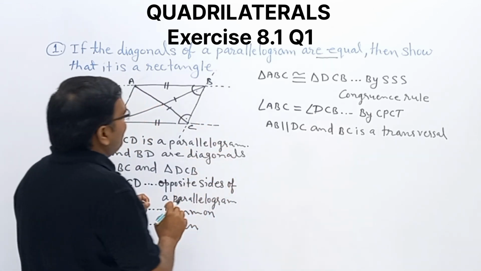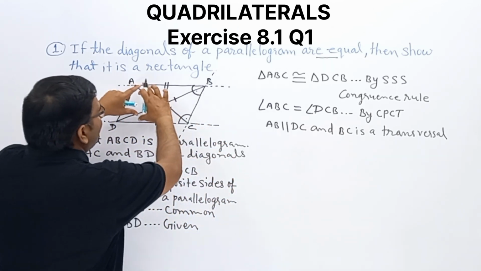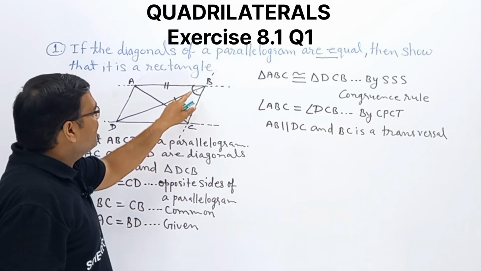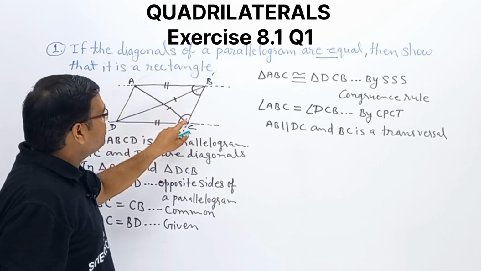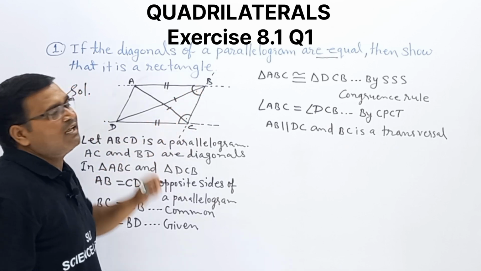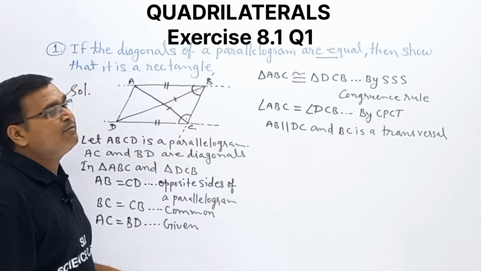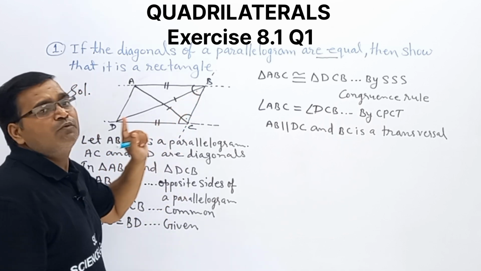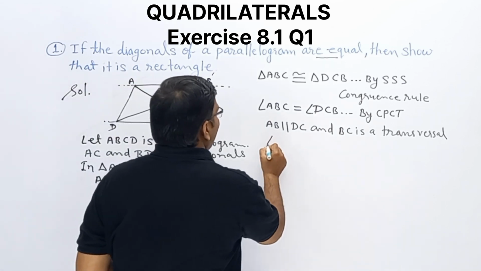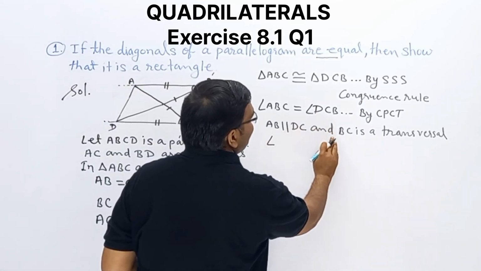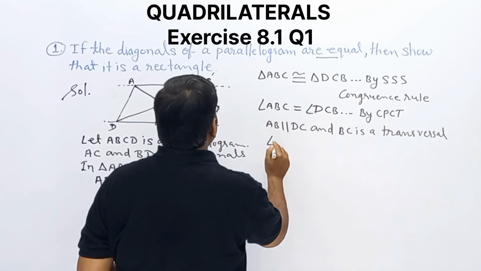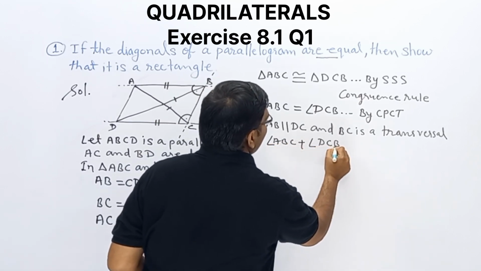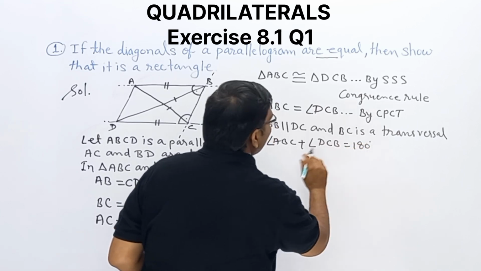So I hope you are understanding this thing. Two parallel lines are there, one transversal is intersecting these parallel lines, then we are getting this one and this one as interior angles, and sum of interior angles on one side of a transversal will be what? 180 degree. This is the condition. So sum of both will be what? 180 degree. So we can say AB is parallel to DC and BC is a transversal. Then angle ABC plus angle DCB will be what? 180 degree.